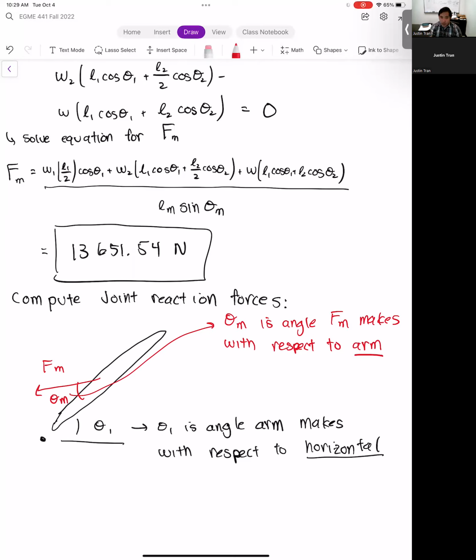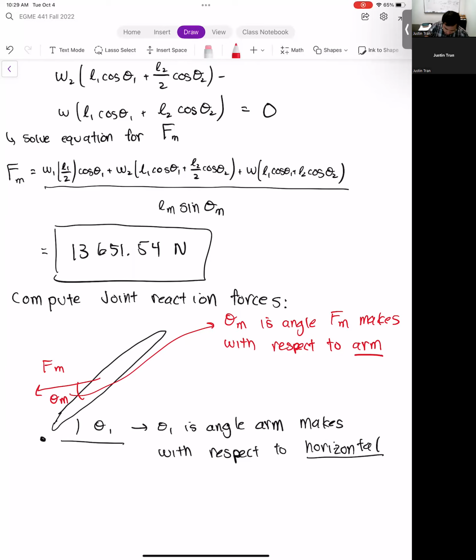Right. So you have to be careful with that. Whenever you're given an angle in a problem, you have to ask yourself, what direction is this pointing in, and what are the two lines that are being measured with this angle?